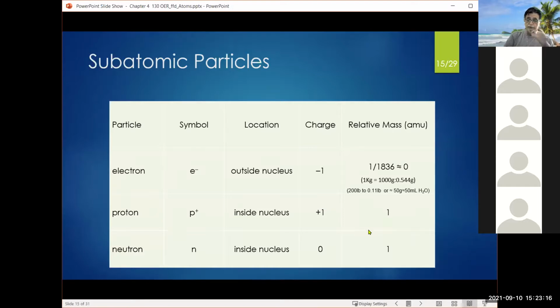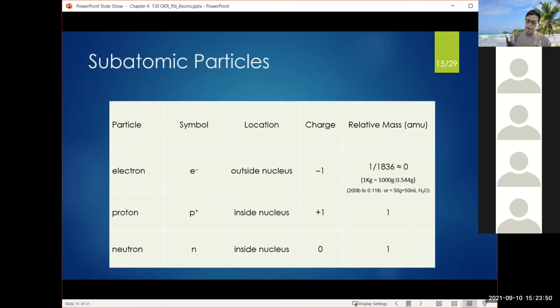So the subatomic particles that we're going to talk about, and keep in mind that these are made up of even smaller particles, but we're not going there. So there's the electron, the proton, and the neutron. The symbol for the electron is the lowercase letter e with a superscript negative, because it has a negative charge. Its location is outside the nucleus, okay? Its mass is a relative mass, what we call AMU, atomic mass unit.